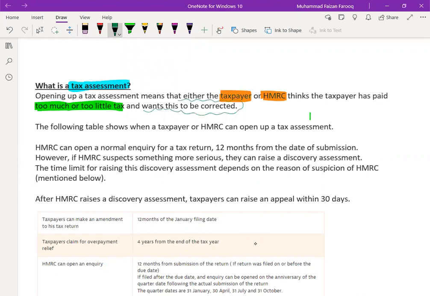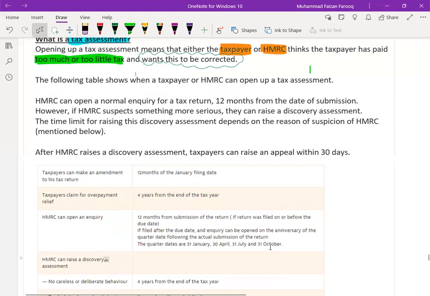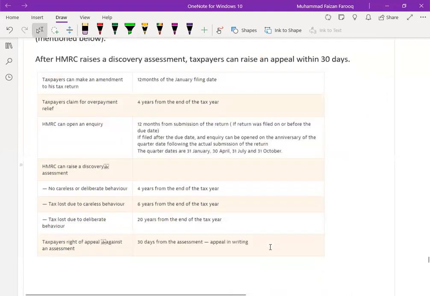Means what we paid in tax, we come to know after some time that what we paid is too much. Wrongly we paid higher tax, or HMRC is thinking he is paying less than the actual amount. Then the assessment area comes up. There is a table in which we will discuss. When we discussed the calculation part of this chapter, we discussed that 12 months is the time period for amendment. This is normal, but HMRC can apply for a discovery assessment as well. We will discuss this table one by one.